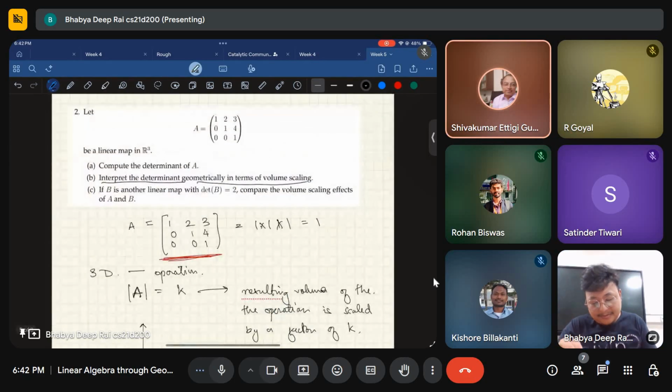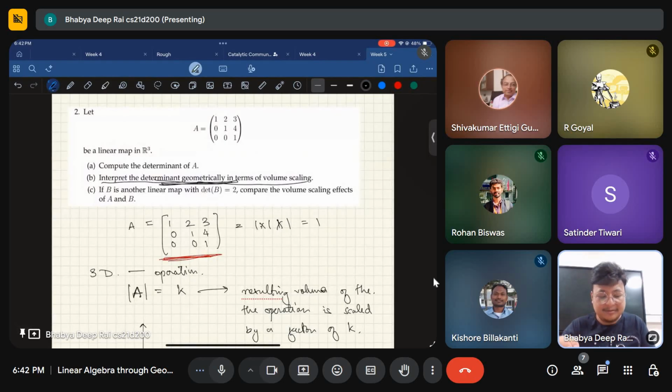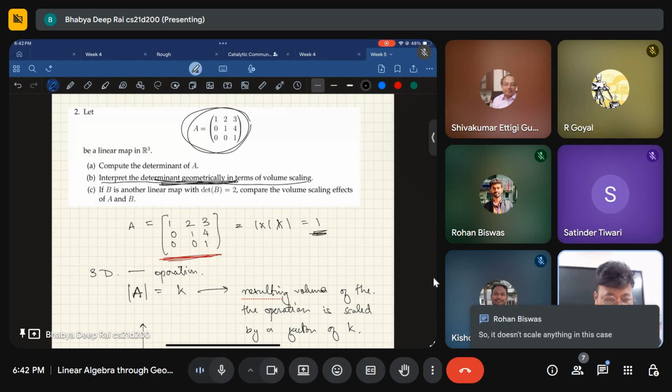So what does it mean geometrically? What does the determinant of a linear transformation mean geometrically? In this case, the determinant is 1, which means when I apply this operation, the volume remains the same. So it does not scale anything in this case.